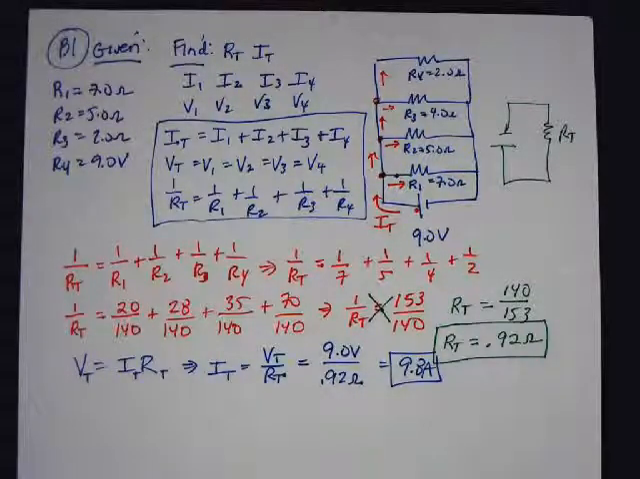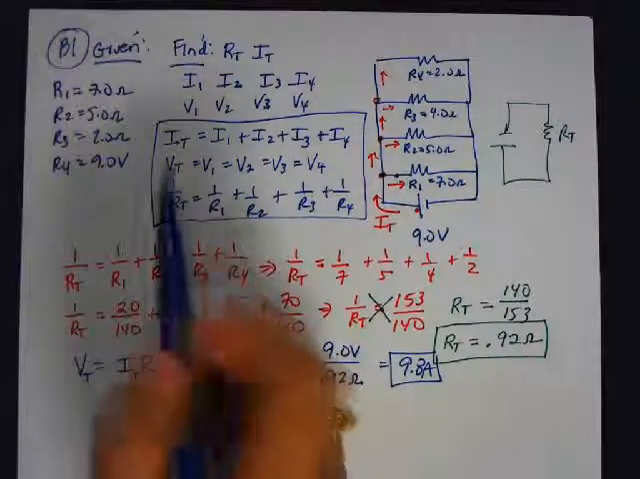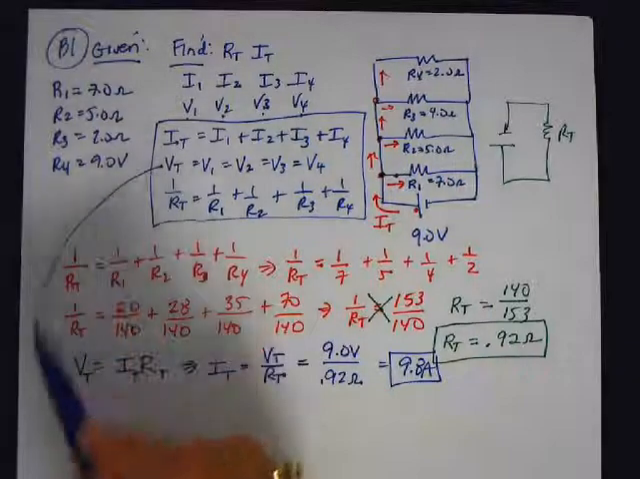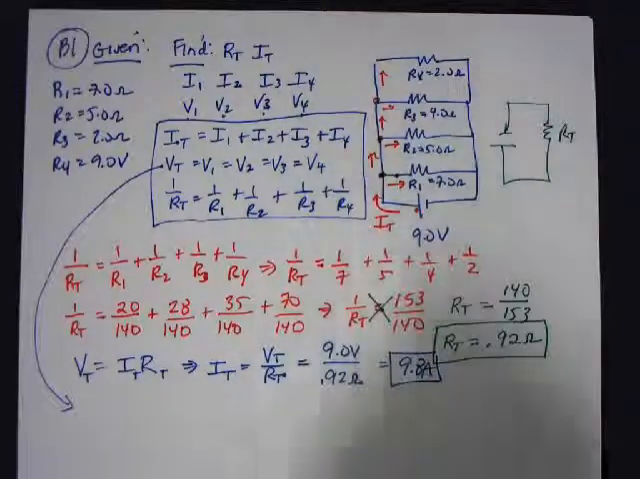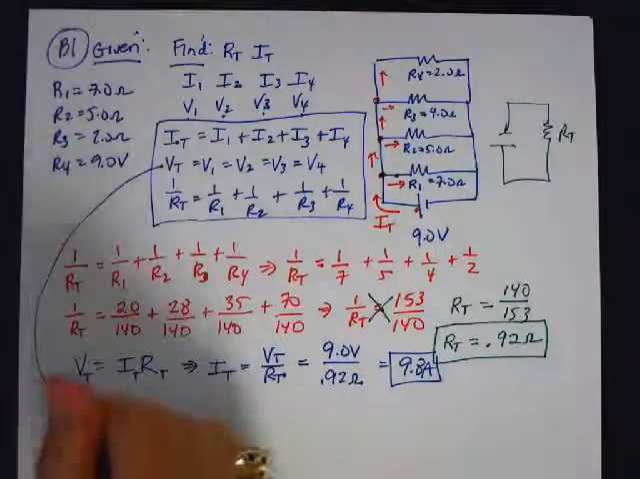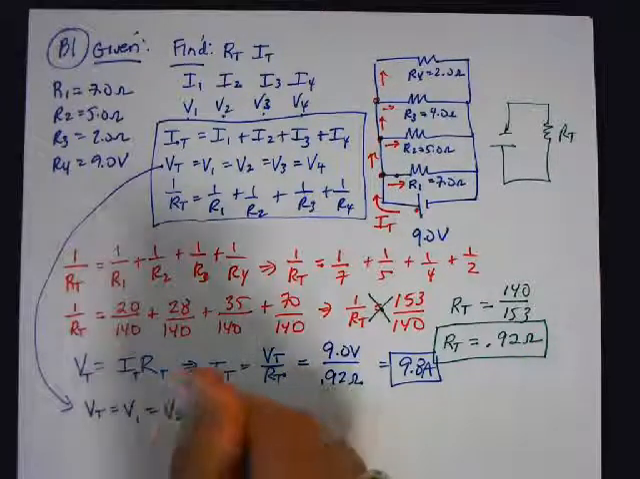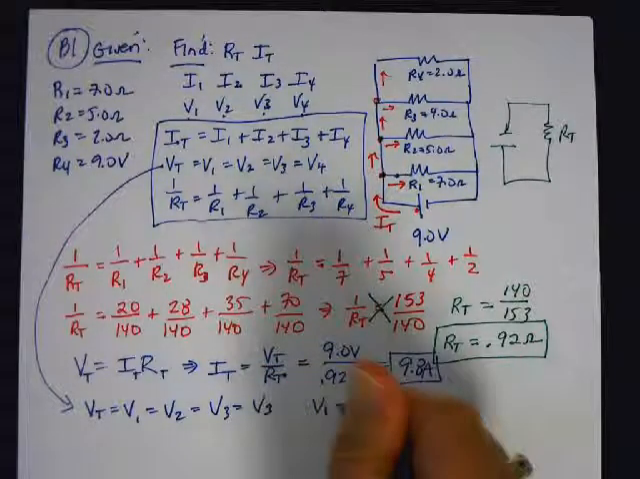All right, now the easy part is, let's say I want to find V1, V2, V3, and V4. I know they're all equal because the voltage drop across here, here, here, and here is the same, because in parallel the voltage is the same. So VT is equal to V1 is equal to V2 is equal to V3 is equal to V4. So I'll just write it out. V1 is equal to 9 volts.